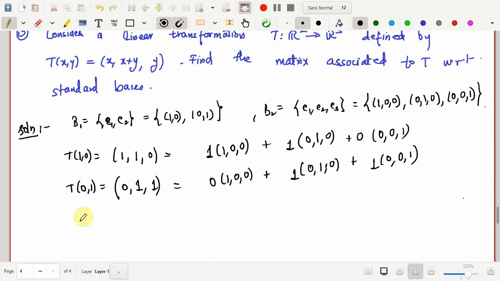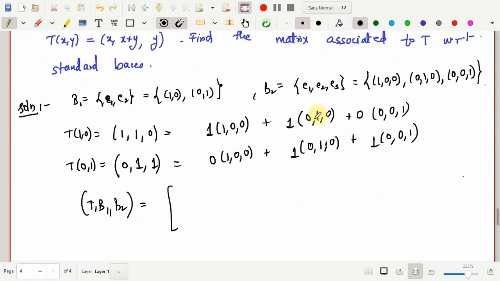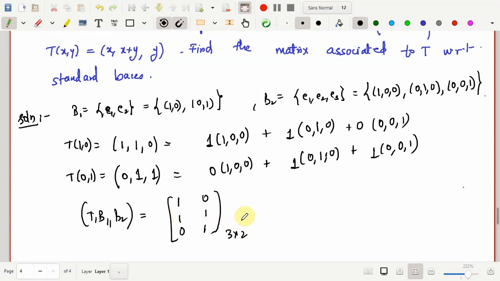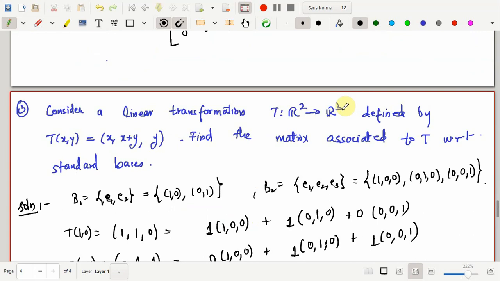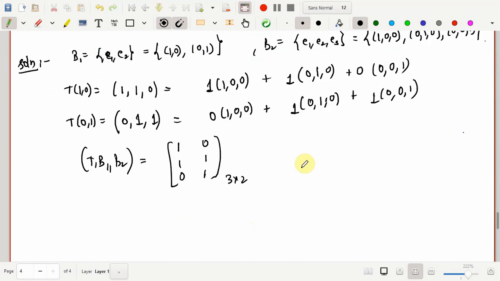Okay. So now therefore I can write down the matrix representation of T with respect to the standard basis as the transpose of the scalars. Now here, what are the scalars? 1 1 0, so that is going to be your first column, and 0 1 1 is going to be your second column. That's it. So this is the matrix that you get, 3 cross 2, as we have mentioned earlier. You're supposed to get a matrix of order 3 cross 2. Okay, so it's a very simple task.